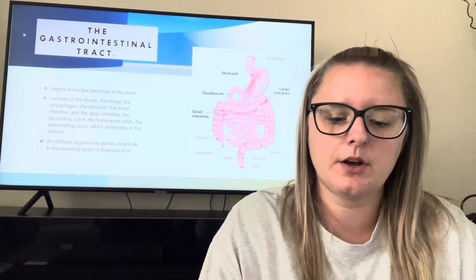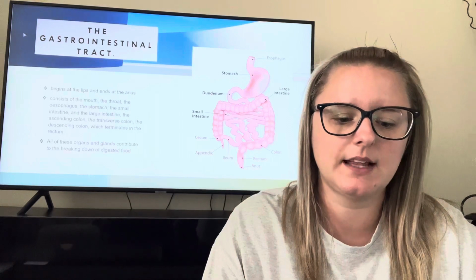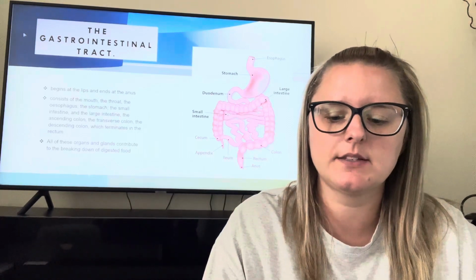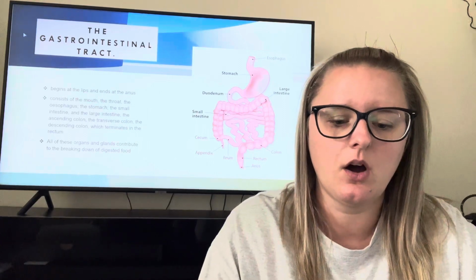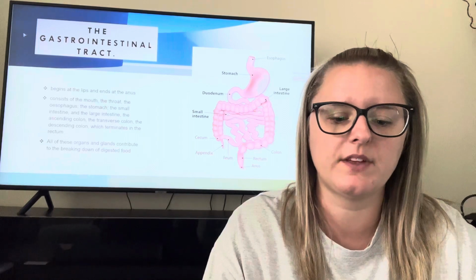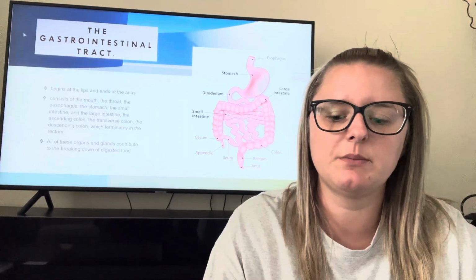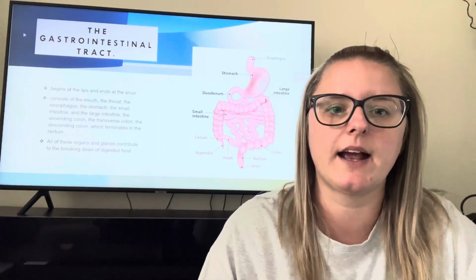Glands contributing to the digestive juices include the salivary glands, the gastric glands in the stomach lining, the pancreas, and the liver, as well as the gallbladder and bile ducts. All of these organs and glands contribute to the physical and chemical breaking down of the ingested food and to the eventual elimination of waste. The structures and functions are described over the next few slides.